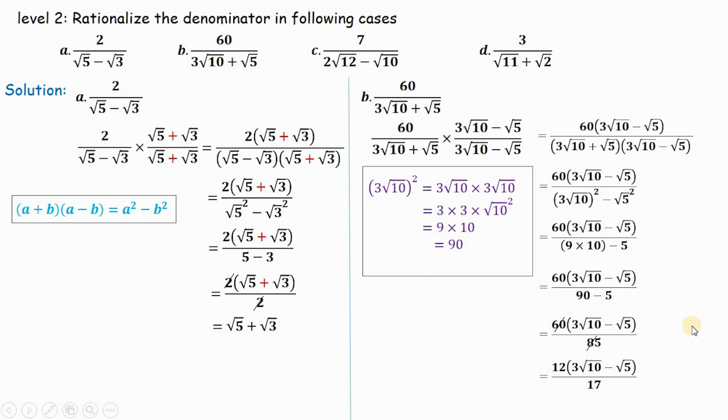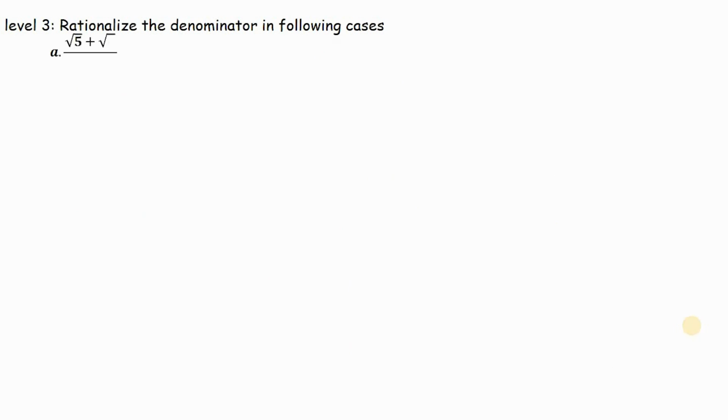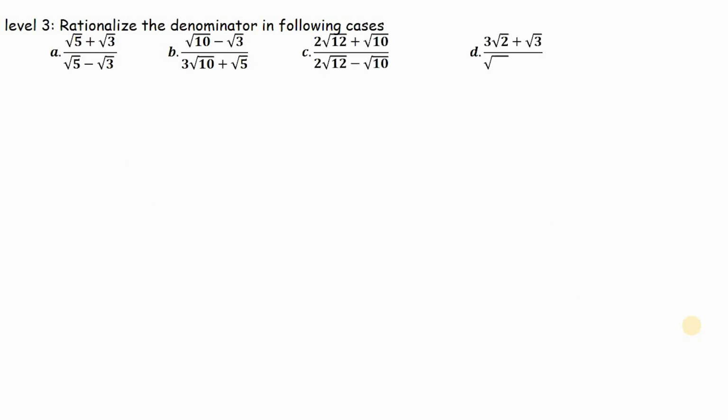Okay, now we'll move on to the level 3 type questions. Rationalize the denominator in the following cases. Now here you will find the irrational number in both numerator as well as in the denominator. And again I'll do the first two examples, and I would want you to do the question C and D. Okay, first solution.